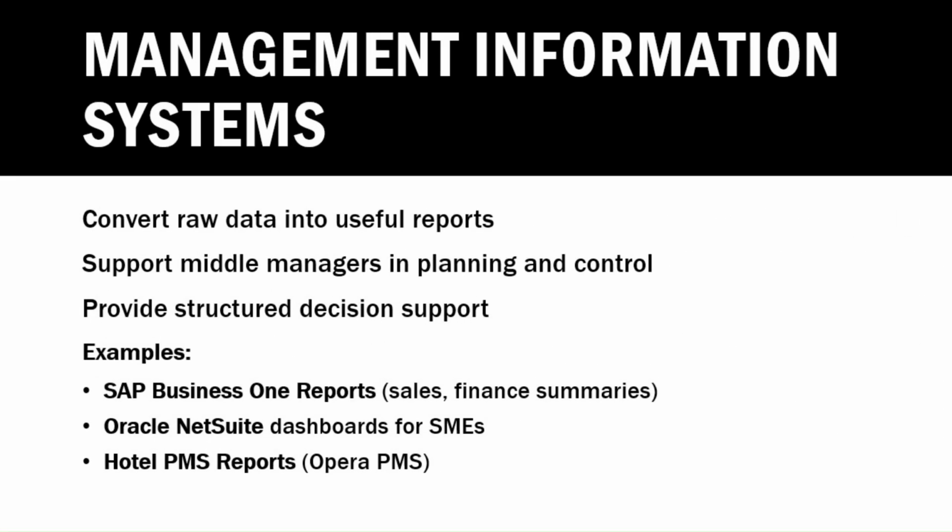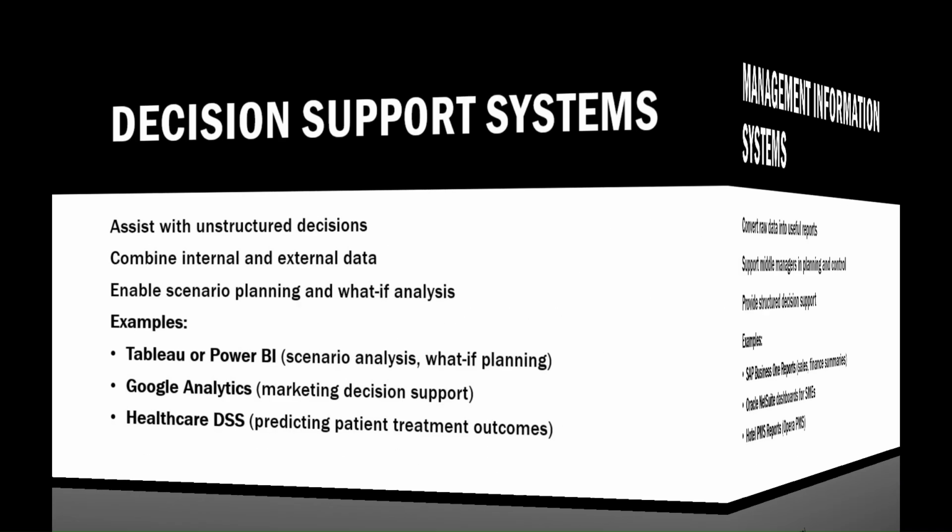Management information systems. Management information systems convert raw data into summarized reports for managers. Examples include SAP Business One reports that summarize sales and finance, Oracle NetSuite dashboards, which support small and medium enterprises, and hotel property management system reports, which show occupancy, revenue, and performance.